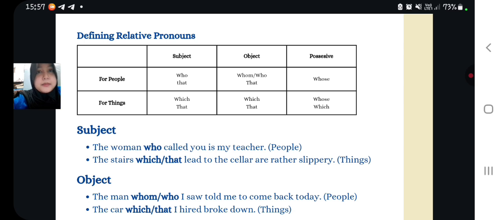For example, subject: the woman who called you is my teacher. That's for people. And the stairs, which or that. We can use which or that. The stairs which lead to the cellar are rather slippery. These are for things. And object, for example, the man, and then we can use who or that. The man who I saw told me to come back today. This is for people, and for things: the car which or that I heard broke down.